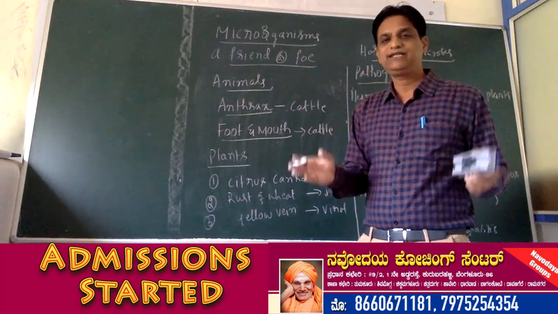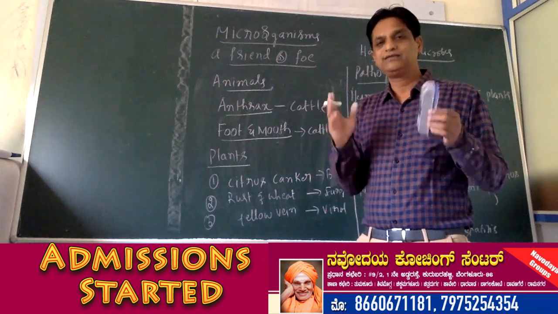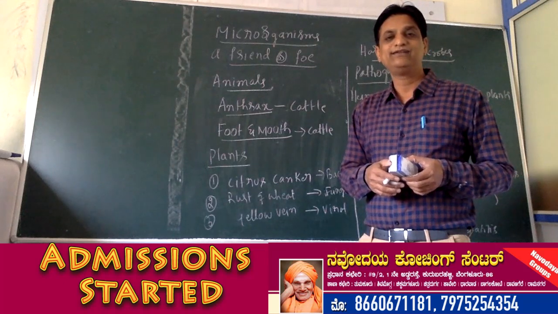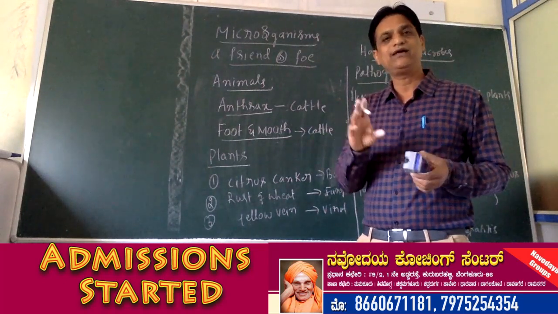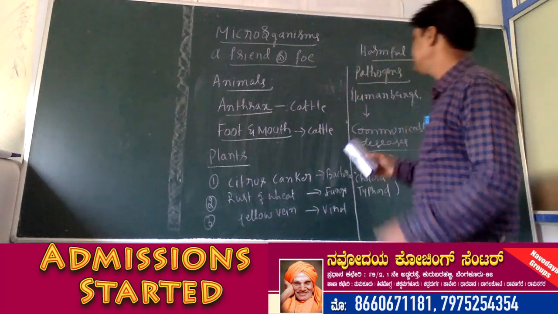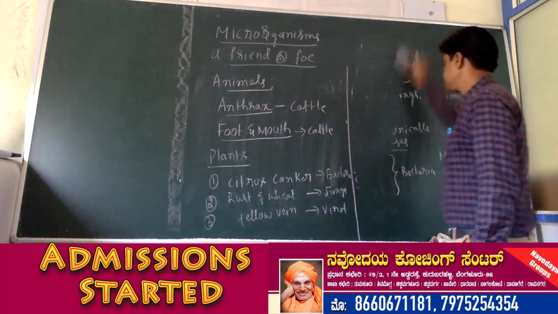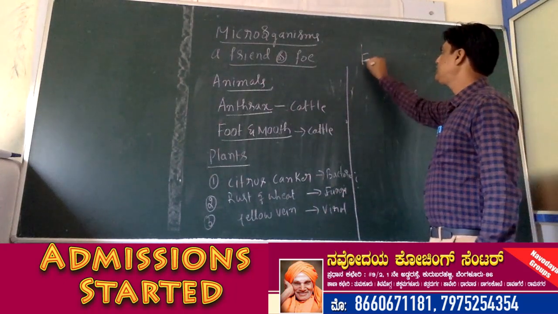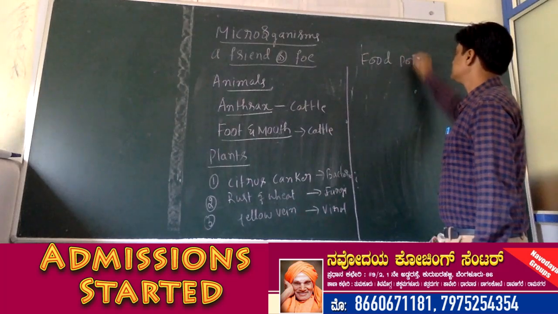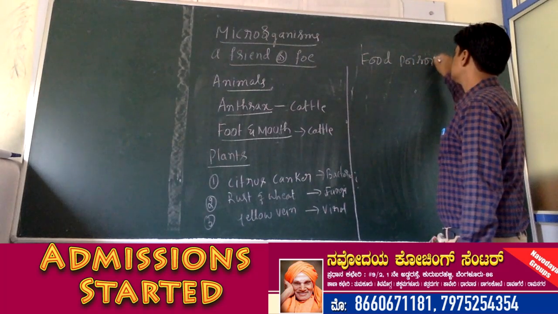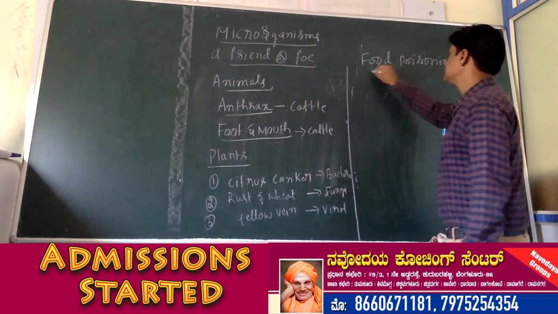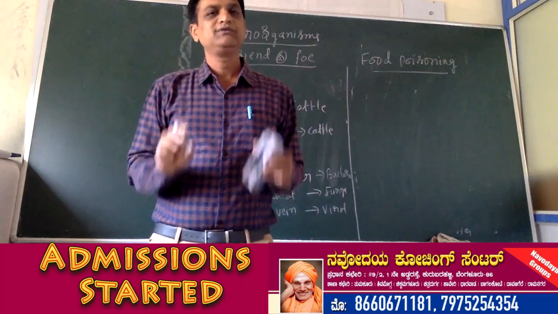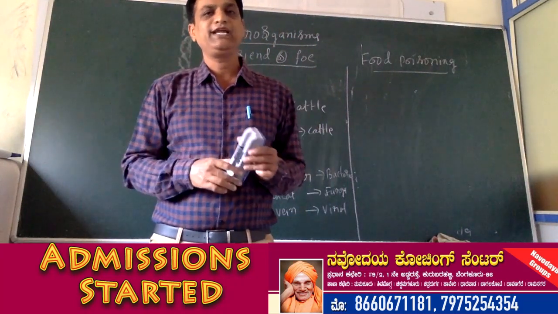Or at home, if we are storing food, care must be taken that it does not get spoiled. Okay, so about food we will learn some important concepts, mainly about food poisoning. Food poisoning normally happens when we consume food which is spoiled by microorganisms.